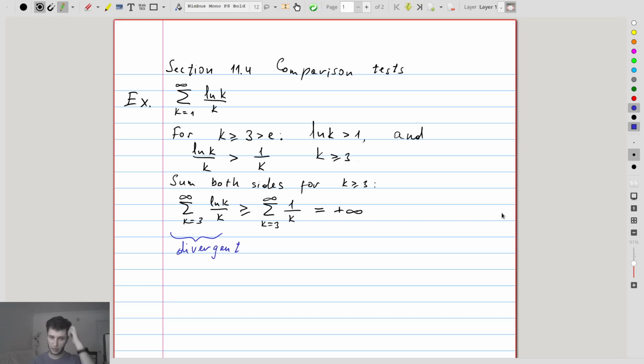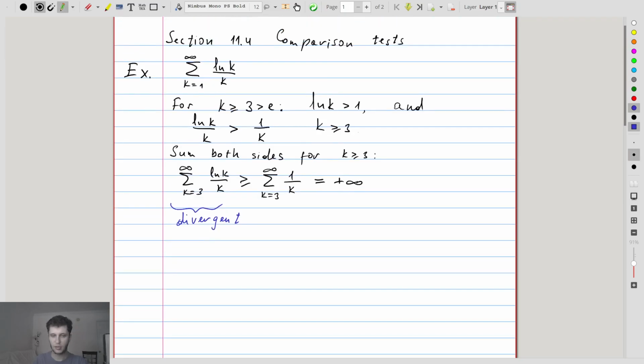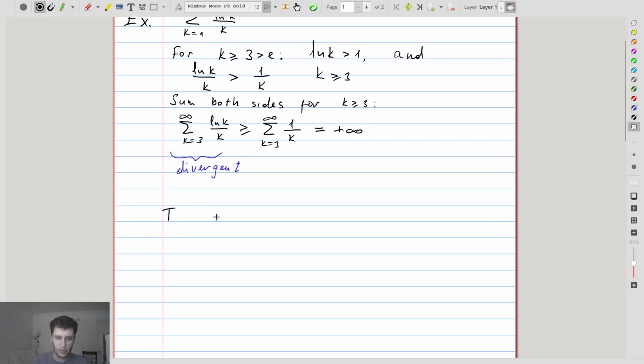So you can see that instead of applying the integral test, we could have arrived at the answer much faster if we simply compared this new series to the one that we already studied previously, 1 over k. Right? And so the principle that we used here is called a comparison test. And I will next formulate the precise statement of this comparison test. The comparison test applies to series with non-negative terms.